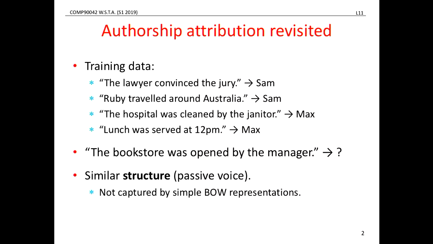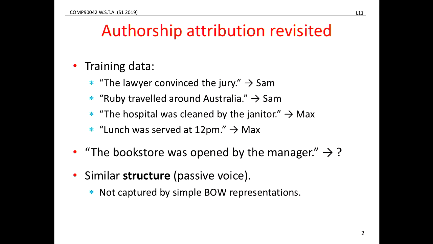So Max here in the training set has said two things that were in passive voice. The hospital was cleaned by the janitor, rather than the janitor cleaned the hospital. These are two perfectly valid ways of saying the same thing. He elected to say it a certain way, which might give us a clue as to his identity. Lunch was served at 12 p.m. is another thing.